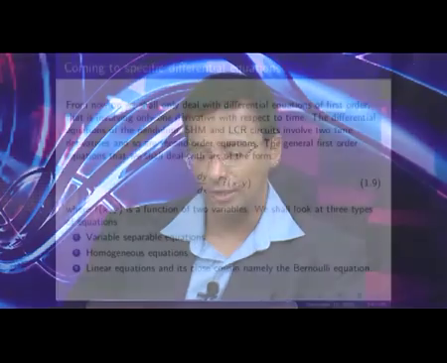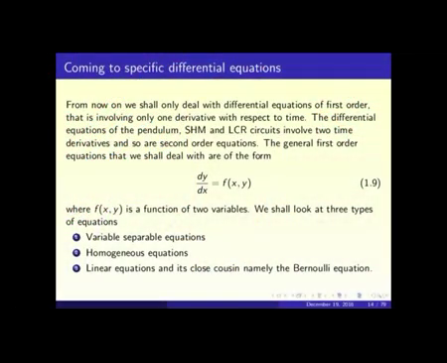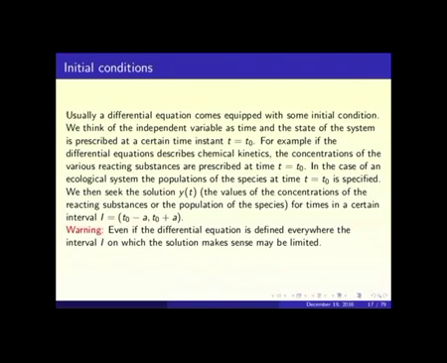So normally differential equations come equipped with certain side conditions such as initial conditions. In other words, you are not only looking at the differential equation dy by dx equal to f of x, y. This is supplemented with an extra condition like y of x naught, where the value of the solution y at x equal to x naught is given to you, say y naught. There is one piece of warning: even if the differential equation is defined everywhere, the interval I on which the solution makes sense may be limited. Let us see this in a very simple and special case.